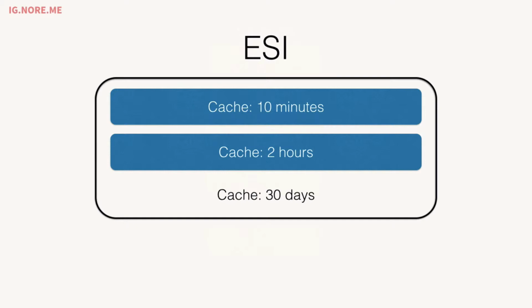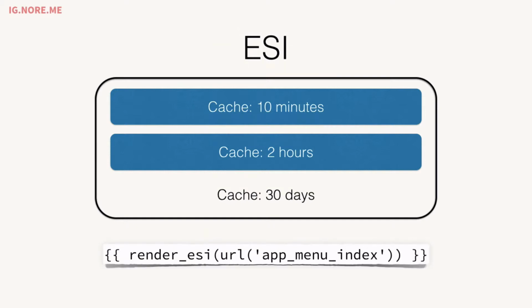Now, the nice thing with Symfony is that it has a method called render_esi. This is a Twig function and allows you to transparently have ESIs on your page. The way this works is that if Symfony detects a proxy in front of your server, like Varnish, for example, then it will treat these sections as ESIs. Otherwise, in your development environment, it would treat these just as simple includes.